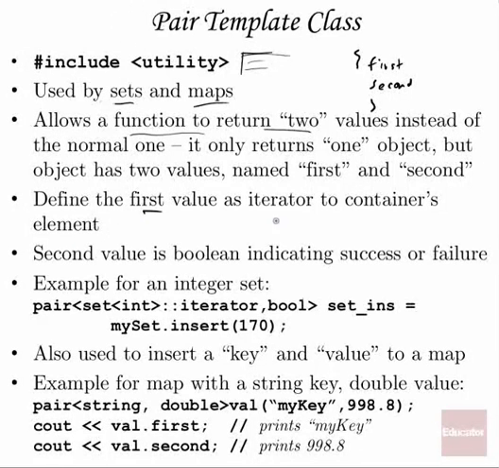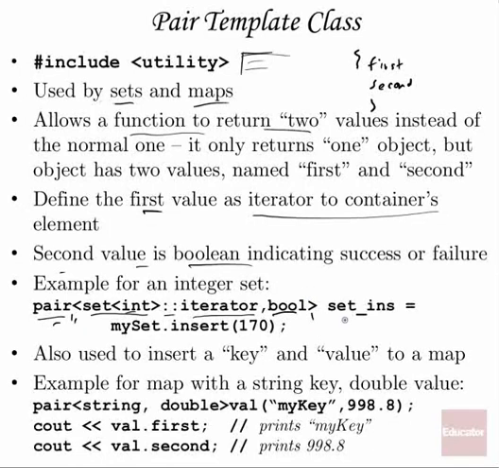So you define the first value as an iterator to a container's element, and you define the second value as a Boolean, and it indicates the success or failure of an insert. If you try to insert something that's a duplicate, the Boolean will be set to false. So here's an example. We have a pair, and we have our type brackets. The first type is going to be, this is an integer set, this is our iterator, our namespace operator. So we're taking the iterator of our integer set, and that's going to be the type of the first element of the pair. And then bool is the type of the second element.